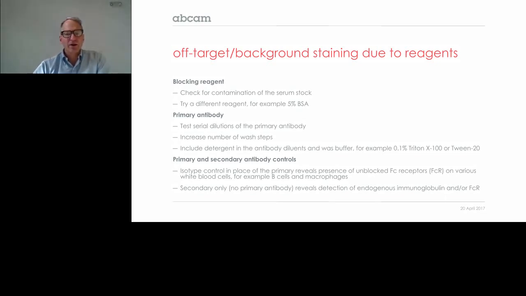And a secondary only control, no primary antibody, will reveal detection of endogenous immunoglobulin in addition to FC receptors. So the tissue itself might have some endogenous IgG that the secondary antibody sticks to, and including this control with just no primary antibody at all should reveal if that's the problem or not. If you see lots and lots of background staining with just a secondary antibody, then you have an issue with that. And the remedy would be simply to choose a different secondary antibody.